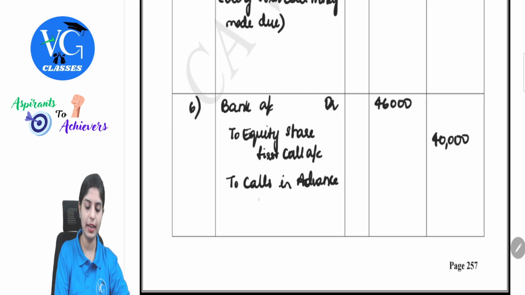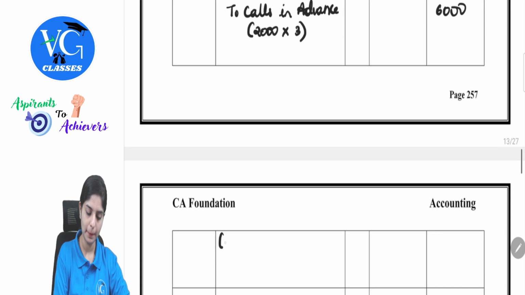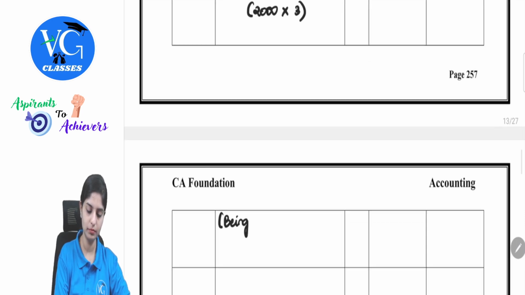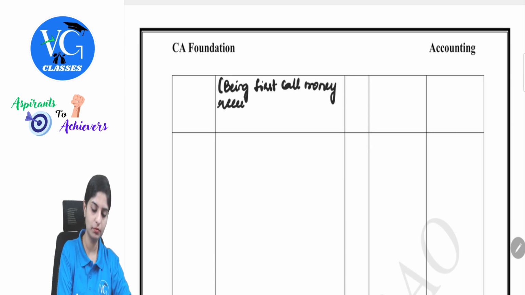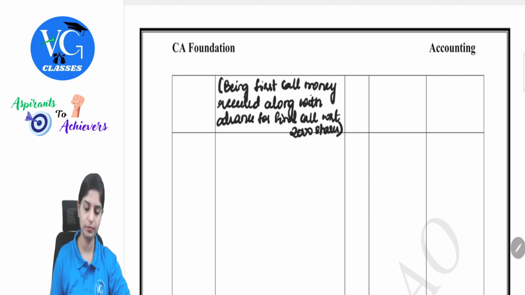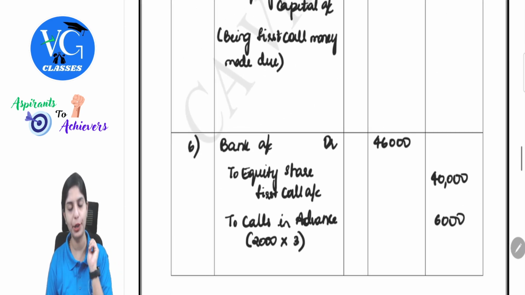Calls in advance. He had held 2000 shares. Final call money was 3 rupees. So this will be 6,000. Is this clear to all of you? Being first call money received along with advance for final call with respect to 2000 shares. I hope all of you understood this point.